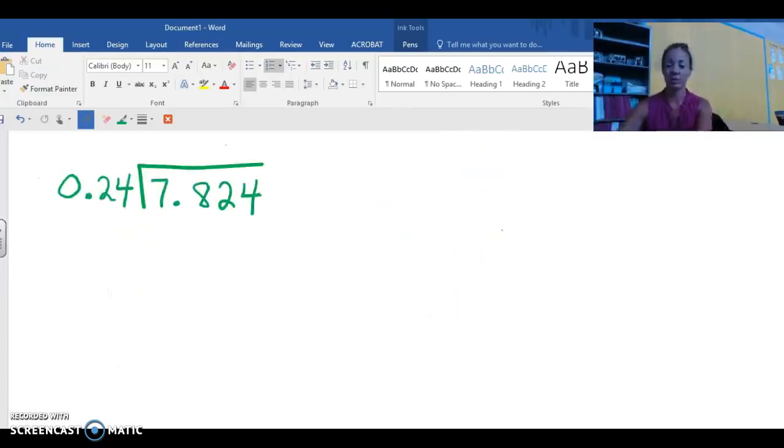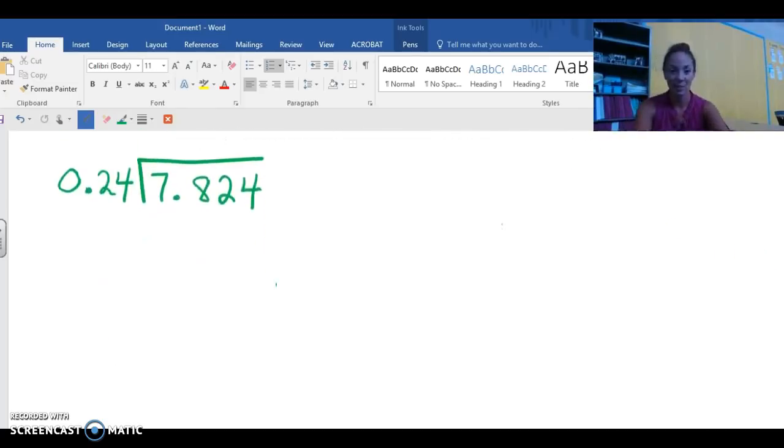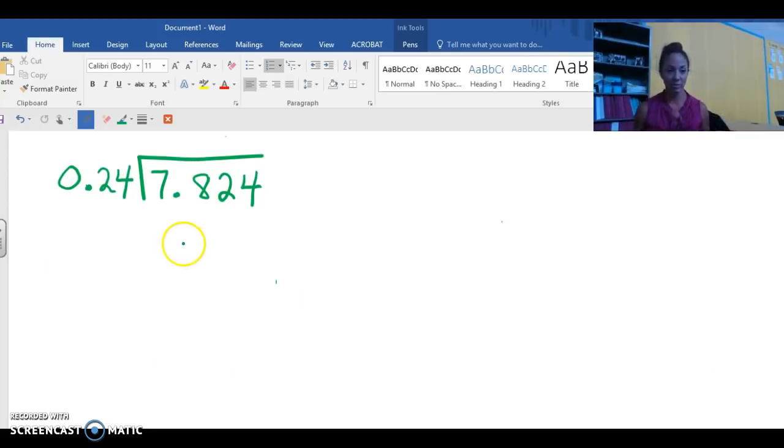Okay, so our last example to do together, and I've already done step 1, just wrote it right out like a regular division problem. 7 and 824 thousandths divided by 24 hundredths. So step 2, we have to move the decimal point over in the divisor 2 places to turn the divisor into a whole number. Step 3, we go to the dividend and move it over 2 places. And then we move the decimal straight up into the quotient, and now we divide.